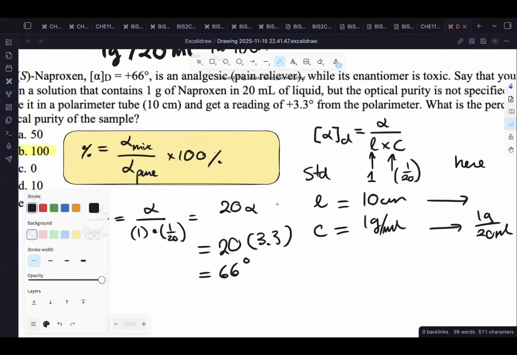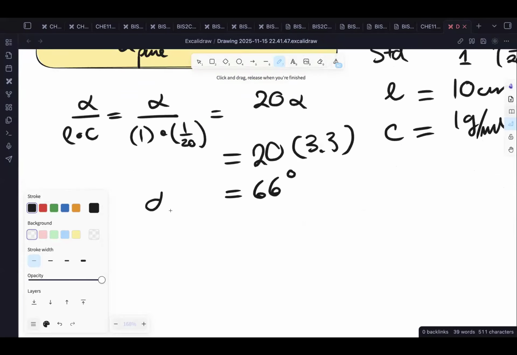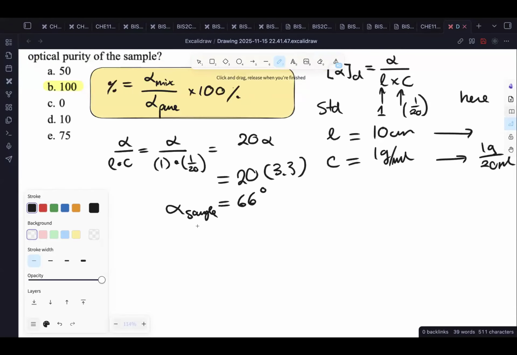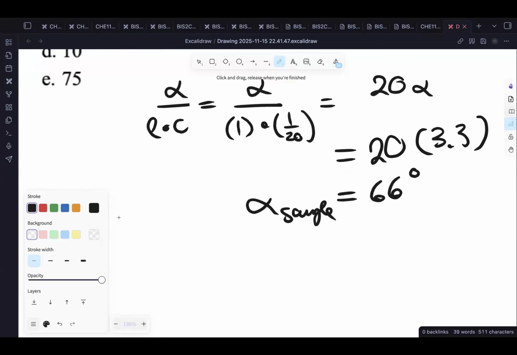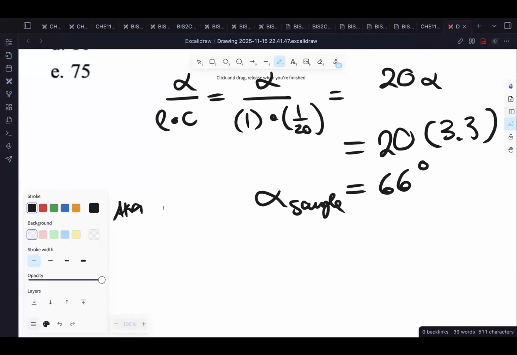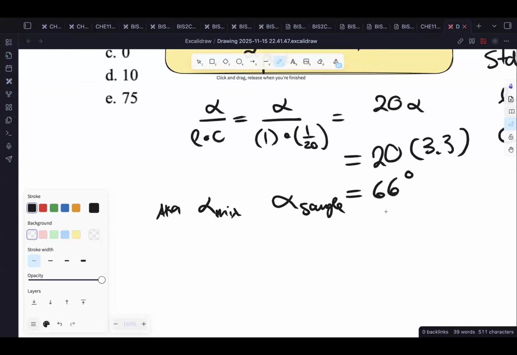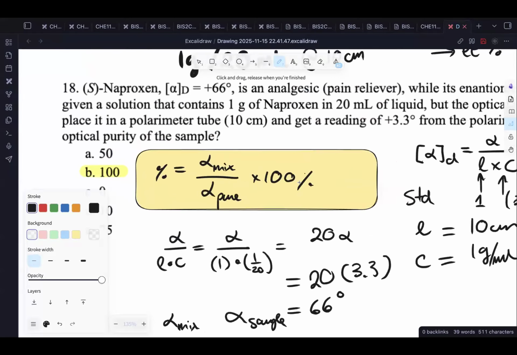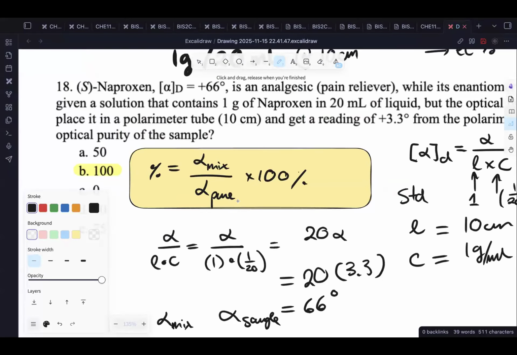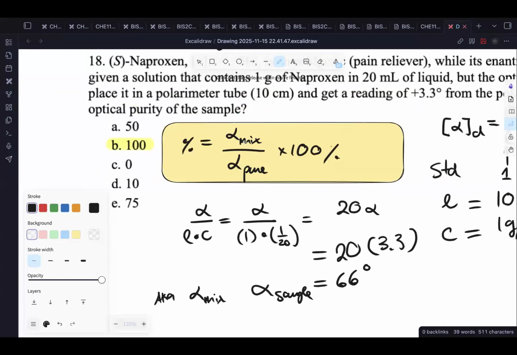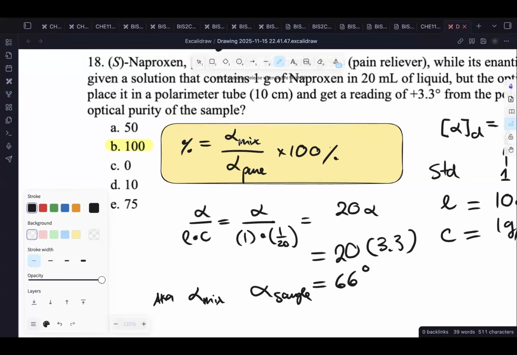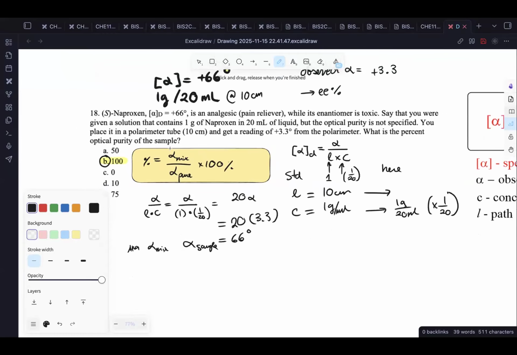So that means that the actual sample, if we took it in standard conditions, would have 66 degrees of rotation in plane polarized light. That's important because this is the alpha of the mix, also known as the alpha of the sample. So alpha of the sample, AKA alpha mix, is going to be 66 degrees. So we can plug that back into our equation. We know that the pure sample has 66 degrees of rotation. And we know that the mix or the sample that we got had 66 degrees of rotation under standard conditions. So 66 divided by 66 gets us 1, and 1 times 100 is 100%. So that's why our answer, optical purity, is 100% in this problem.